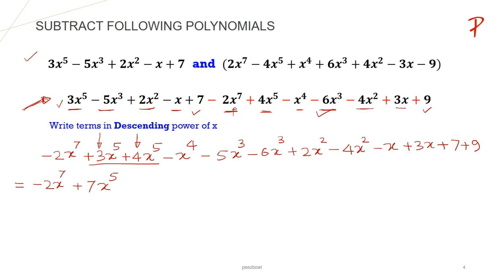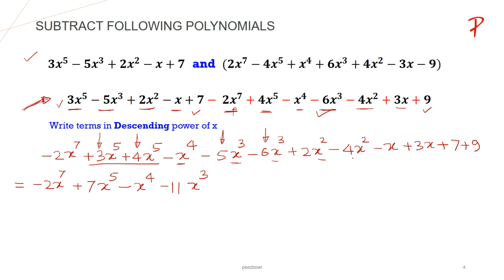Okay. Now for x to the power 4, we do not have any other term. So I will write it as it is. For x to the power 3, I see we have two terms, right? Because we have the same power of x, that is 3, I will write x to the power 3 as it is. And now I have to work on constants, right? So minus 5 minus 6 is minus 11. I will write it minus 11x cube.